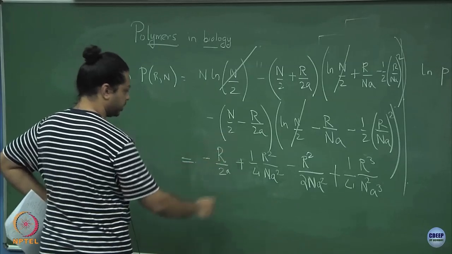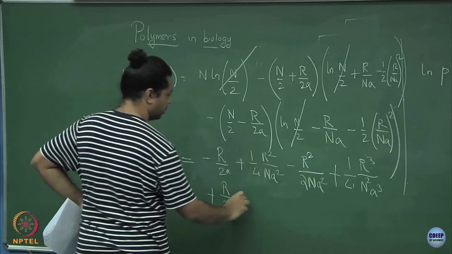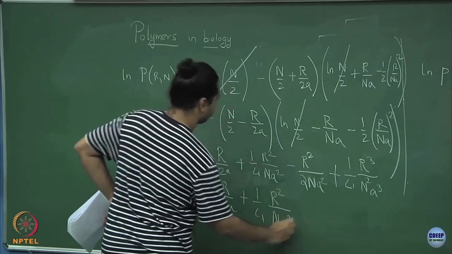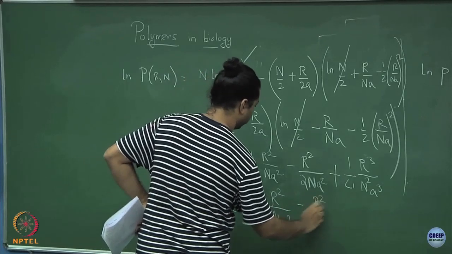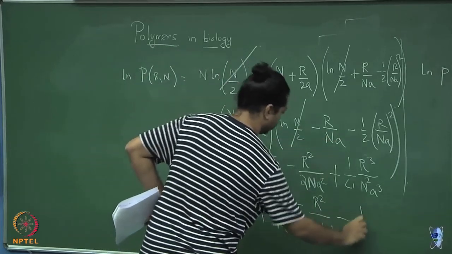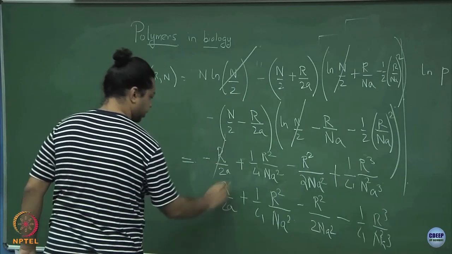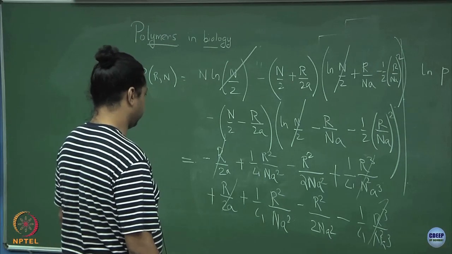And then from here I get a plus r by 2a, then another plus 1 by 4 r square by n a square, then a plus and a minus. So, minus r square by 2 n a square and a plus and a minus. So, minus 1 by 4. So, hopefully if I have run it correctly, this cancels. So, what am I left with? Minus r square by 2 n a square, right.